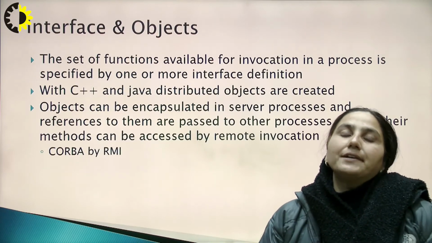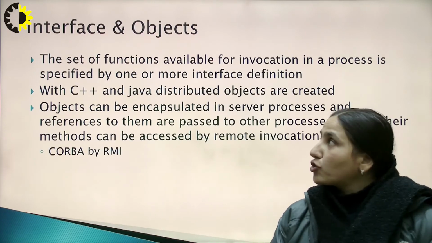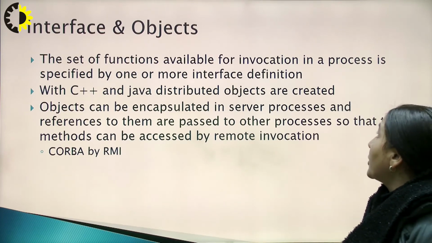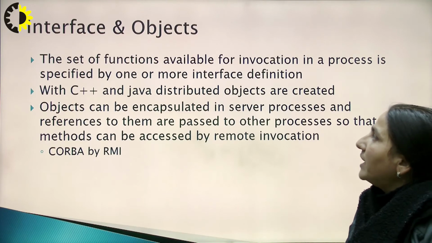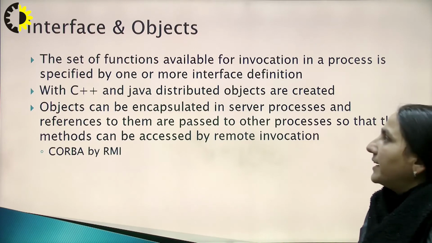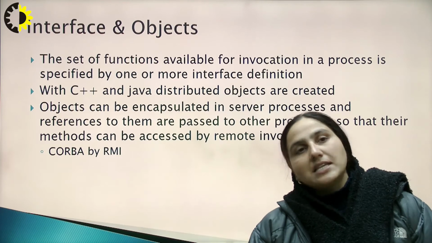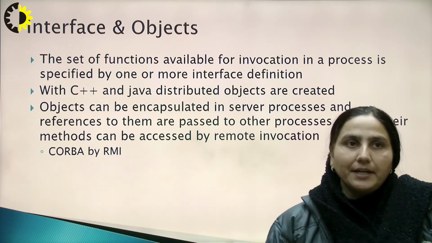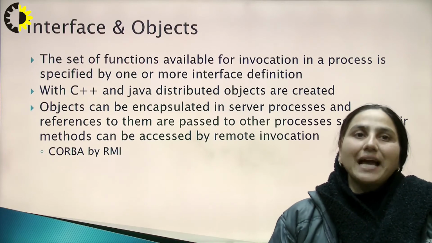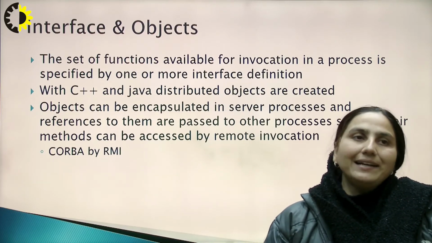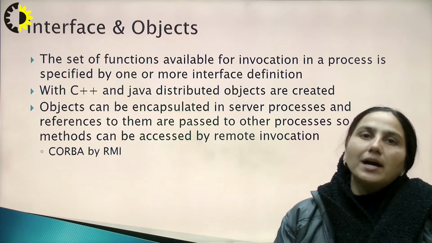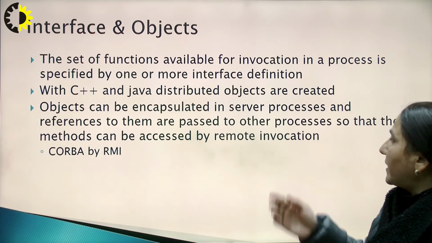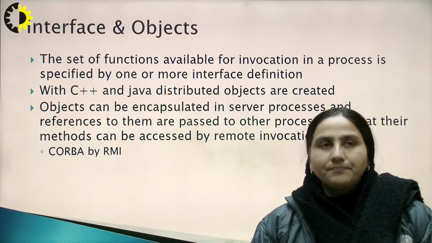What are actually interfaces and objects? What is an object and what is an interface? These are the set of functions which are available for invocation in a process. They are specified by one or more interface definitions. With C++ and Java, as you all know, distributed objects are basically created. Objects can be encapsulated in a server process, and references to them are passed to another process so that the methods can be accessed from any remote location.